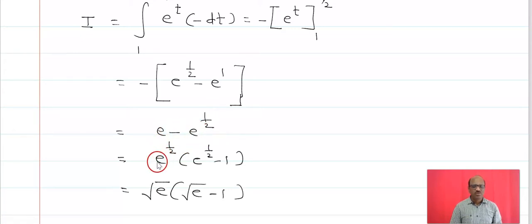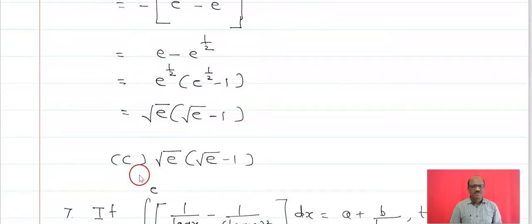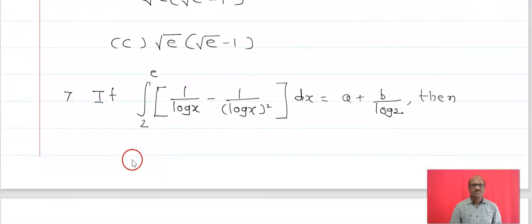Take e raised to 1 upon 2 as common, then you will get e raised to 1 upon 2 into (e raised to 1 upon 2 minus 1). E raised to 1 upon 2 means what? Root of e in bracket (root e minus 1), and option C is the correct one.